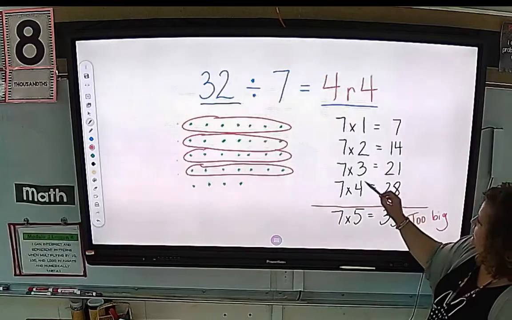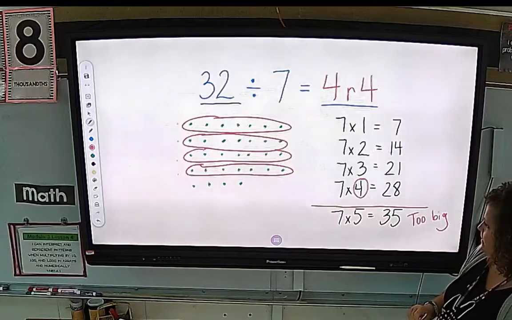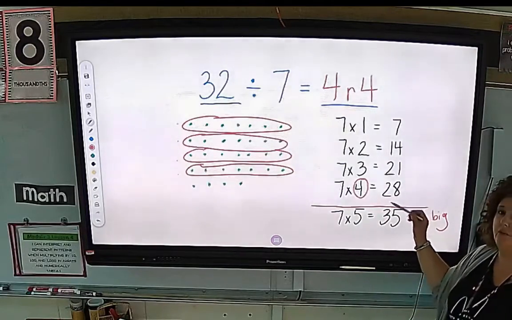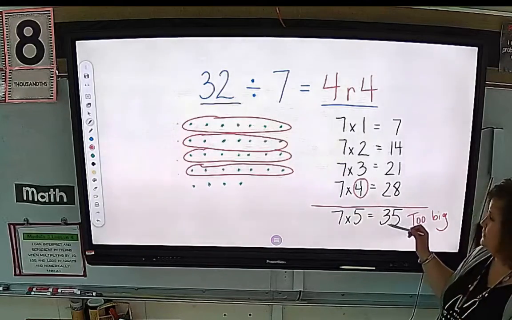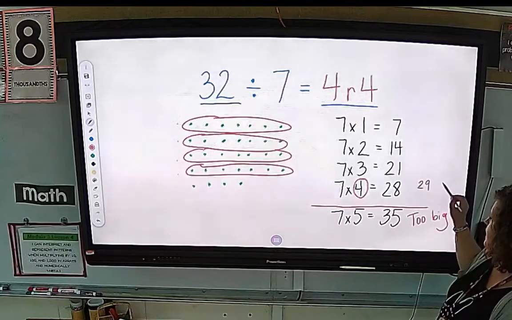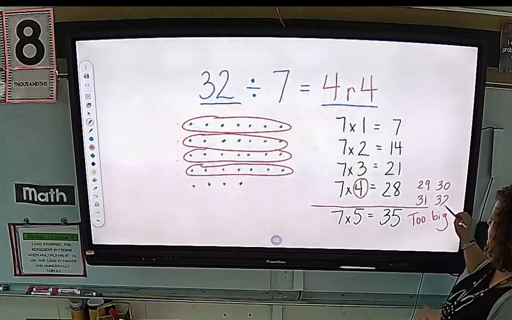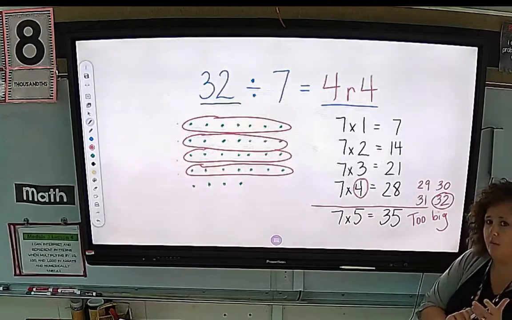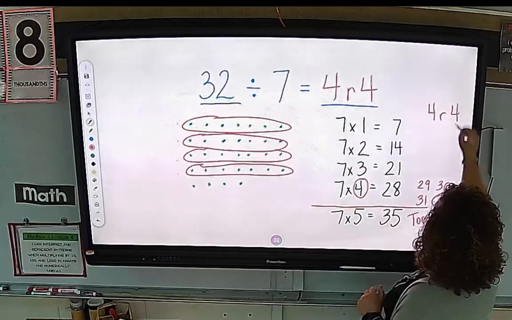So I know I've got 4 groups of 7, but I can't just leave it at that because I didn't get all the way to 32. So I'm going to need to count up to 32 to see what my leftovers are. I would start with 29. 29, 30, 31, 32. 1, 2, 3, 4. 1, 2, 3, 4 would be my remainder. So again, I would get 4, remainder 4 for my answer.